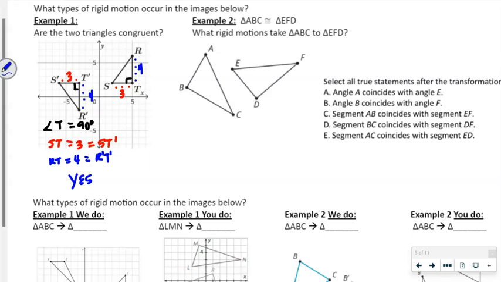It should be EDF. Okay, so let's change this. This should be triangle EDF. Now, how do I know that?